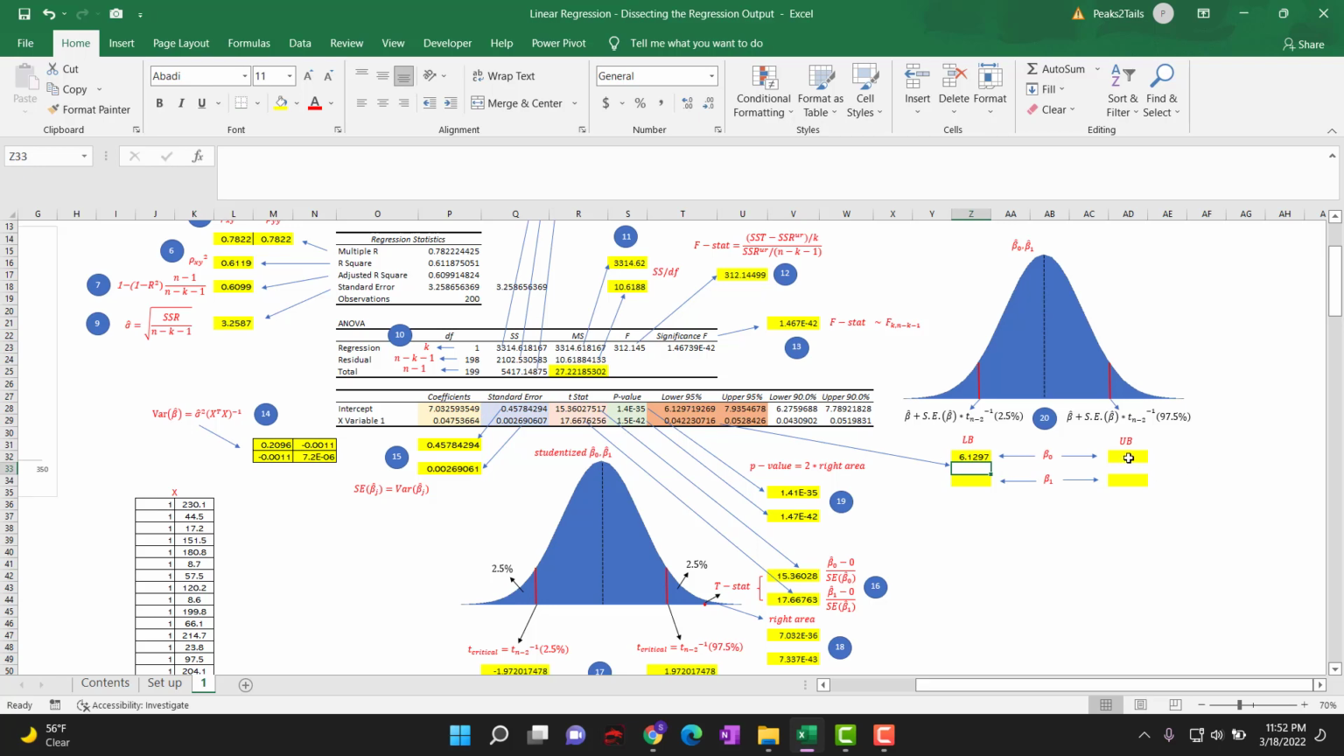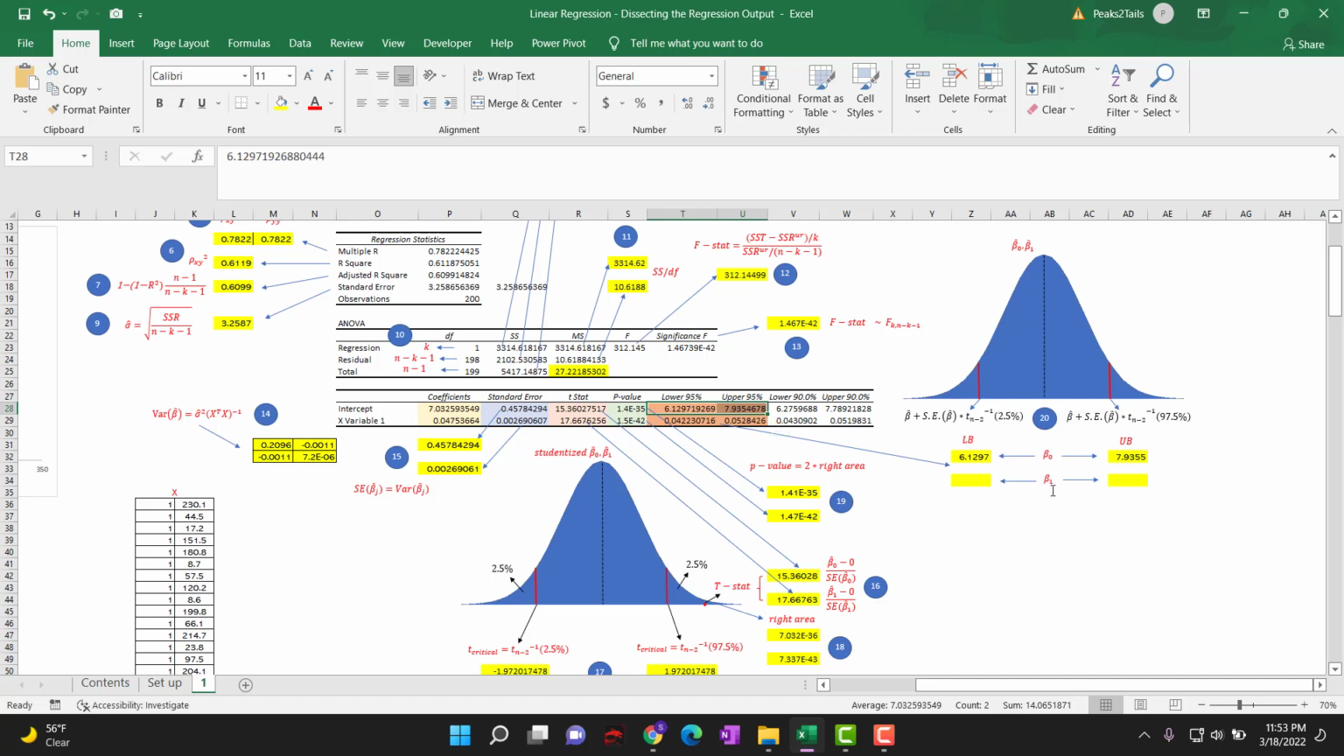Alright, similarly the upper bound would be the estimate. In fact, let me copy paste this same expression with a little bit of tweaks. Estimate plus standard error times t inverse. The area to the left would be 97.5%, and the degree of freedom remains the same. All right, so if you see, this matches the result in the output.